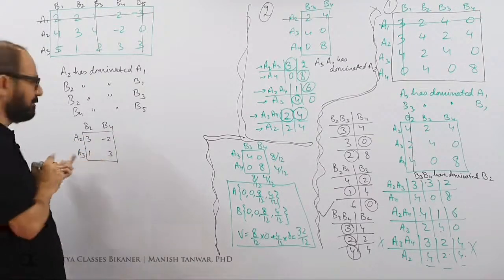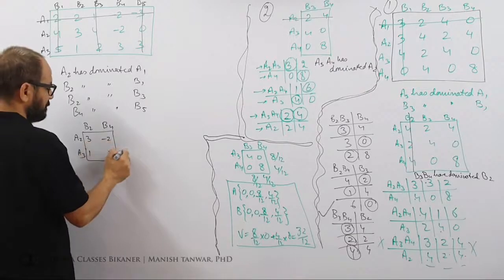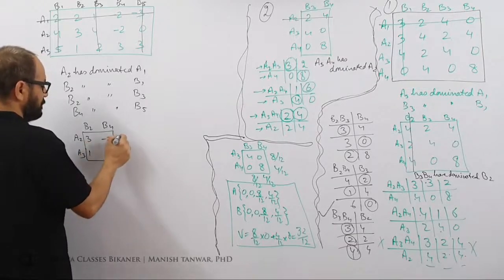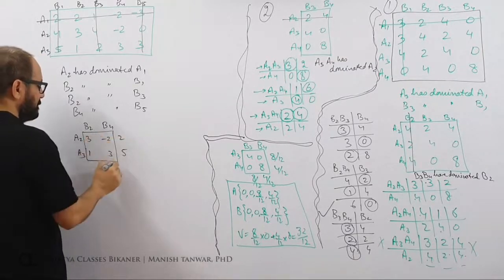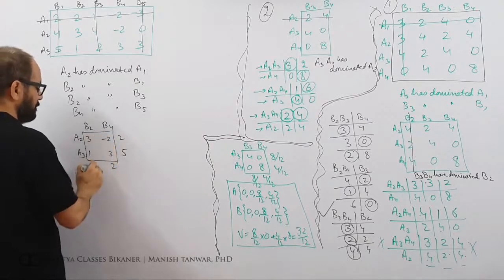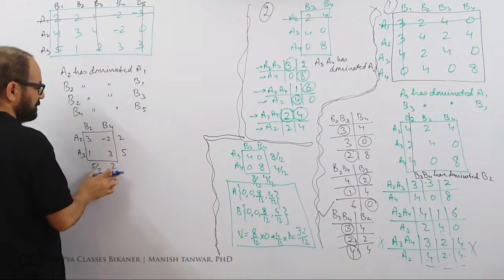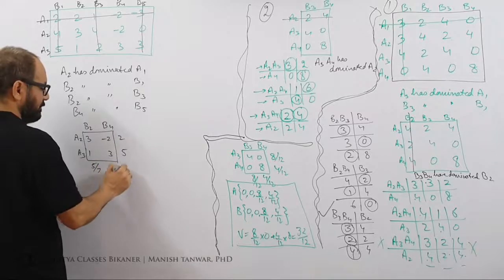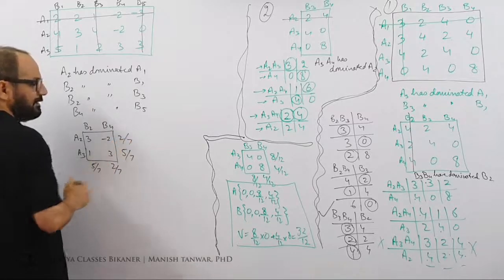We can solve it using the oddments method. Difference of these two is 5. Difference of these two is 2. Difference of these two is 2. Difference of these two is 5. Sum is 5 plus 2, 7. 5 plus 2, 7. It is the same. So we can just go ahead and divide them.